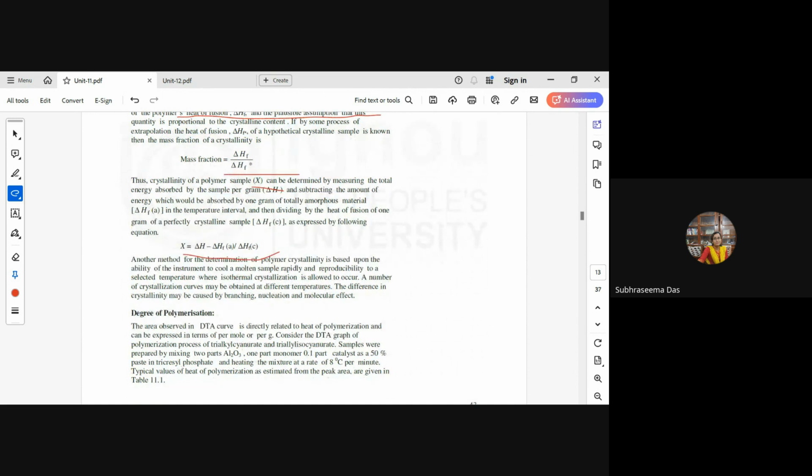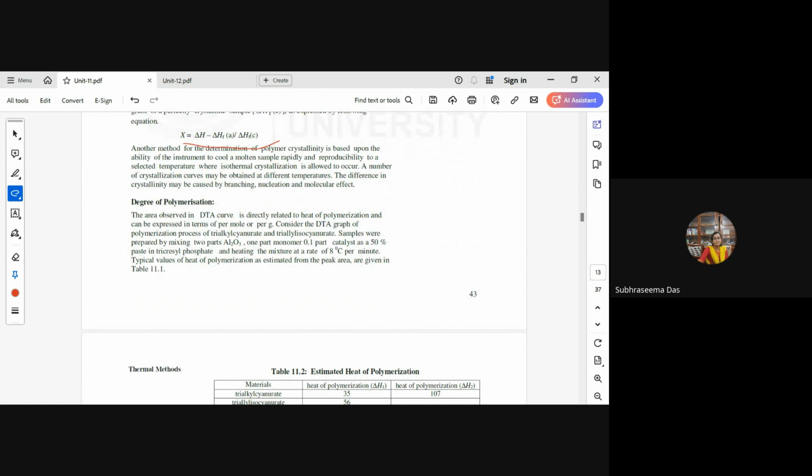Another method of determination of polymer crystallinity is based on the ability of the instrument to cool a molten sample readily and measure the temperature at which isothermal crystallization occurs.